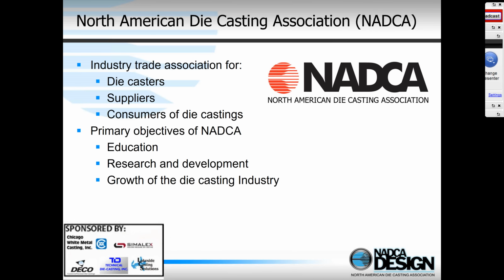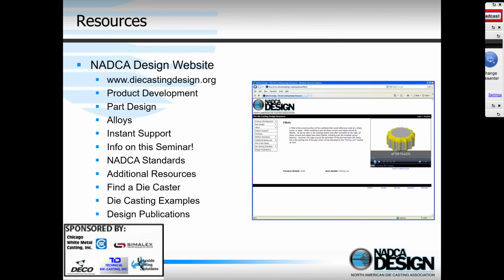A useful resource available from NADCA is the website shown here, diecastingdevelopment.org. This is where you can find most of the information we will talk about today, and also in the following couple of webinars over the next couple of weeks. This information is covered on this website along with a lot of other useful information. In terms of part design, if you have questions about exactly how to design parts for the die casting process, the alloys we use, mechanical properties, or physical properties, you can get instant support.